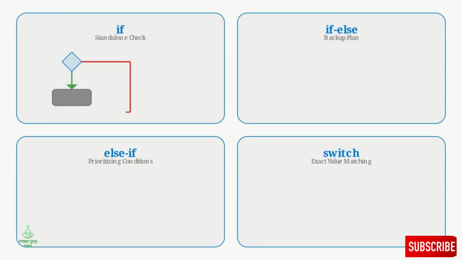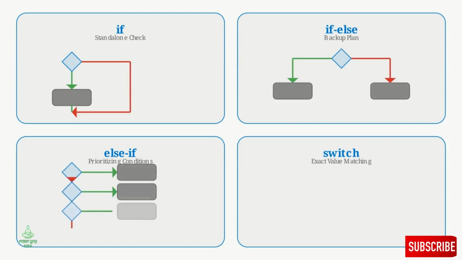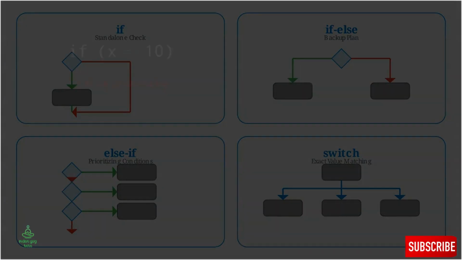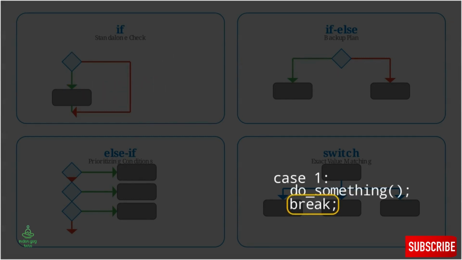Let's review the 4 structures. Use if for a standalone check, if-else for a backup plan, else-if to prioritize conditions, and switch to match exact values. Remember, double equals compares values, single equals assigns them, and always include break in switch cases.